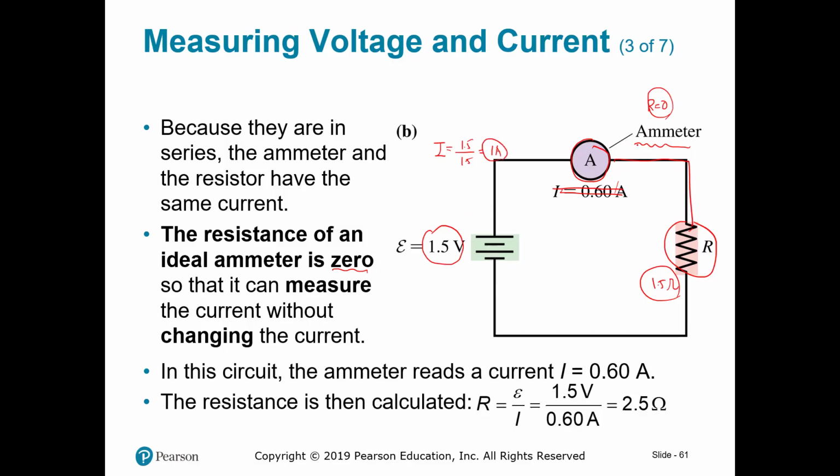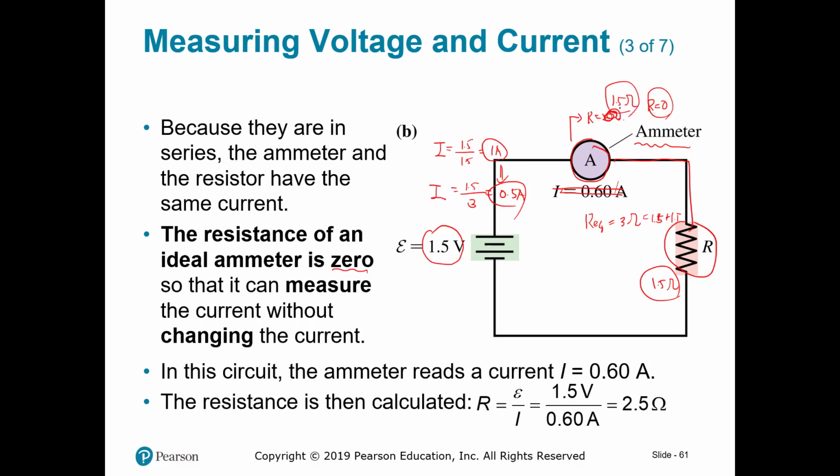But let's assume this ammeter is not ideal, and its resistance is, for example, 2 ohm. Then the resistor is 1.5 ohm, so your total Req is going to be 3 ohm, which is 1.5 plus 1.5. You still have the same battery, but your Req is now 3 ohm, so what you're going to measure is 0.5 ampere, which reduces your current a lot.